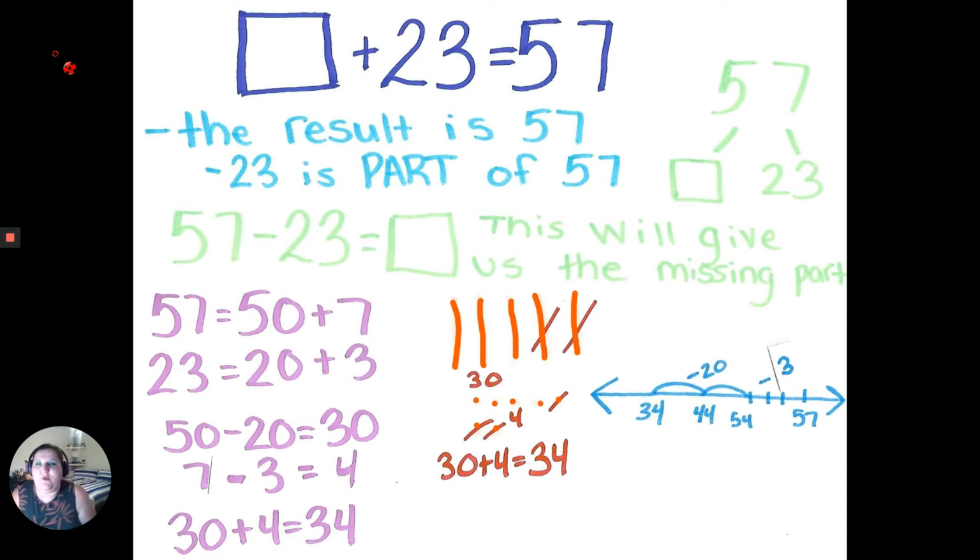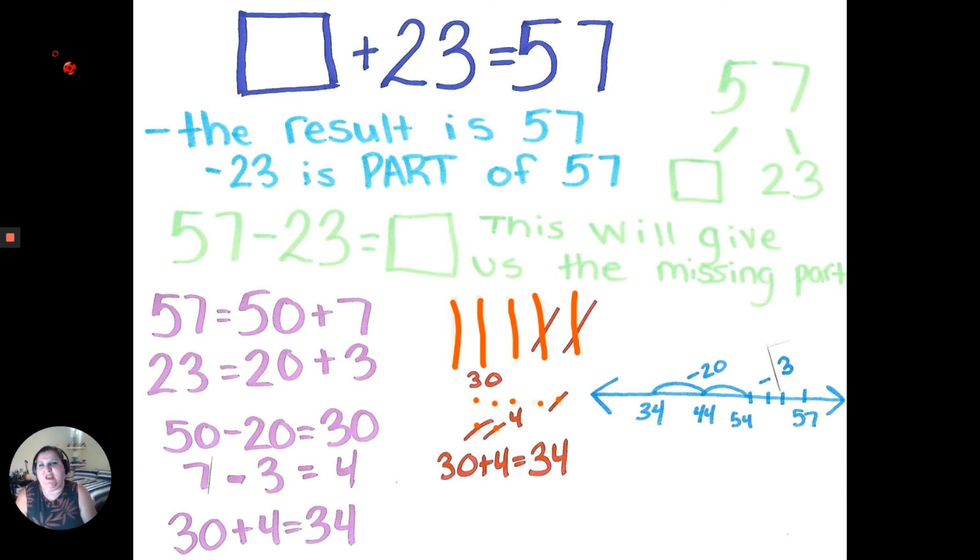So let's go ahead and take a look at an equation with an unknown start and an add to change. Unknown plus 23 is 57. In this situation, the end is known. 57 is the whole number, and 23 is part of that number. So in order to solve a problem like this, we need to take that 57 and take 23 out of it, and that is going to give us that missing part. So I have solved this three different ways.